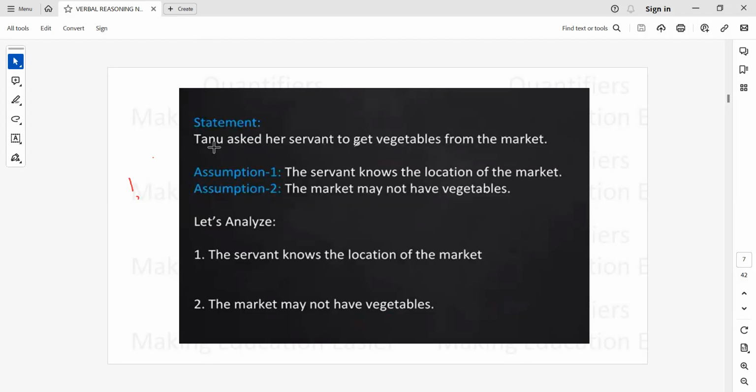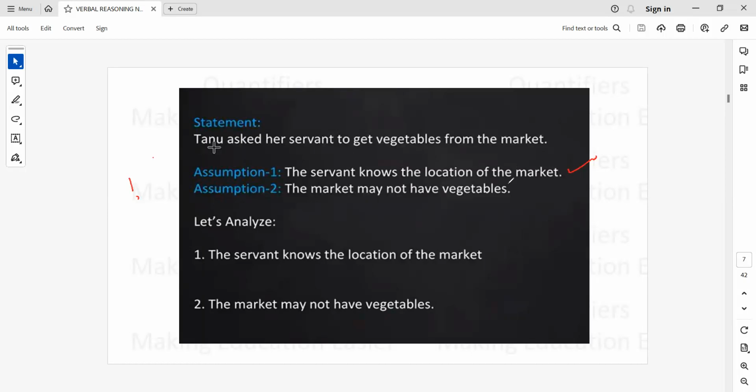So Tanu asked her servant to get vegetables from the market. So what all things is Tanu assuming here? The servant knows the location of the market. That is true as an assumption, right? Why is it true as an assumption?